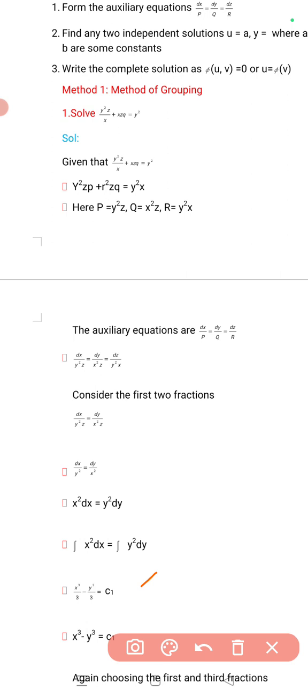What is the formula applied here? Integral of x power n dx is equal to x power n plus 1 by n plus 1. In place of n it is 2 here. So we applied the formula.